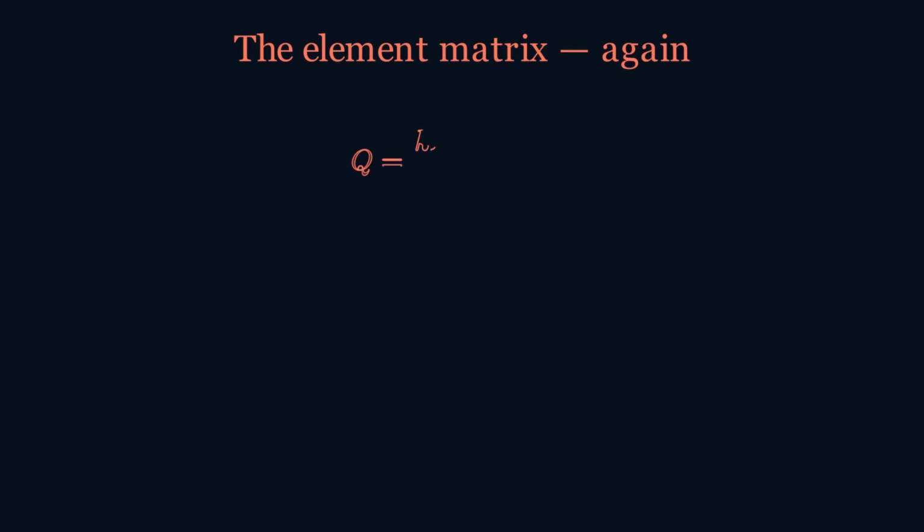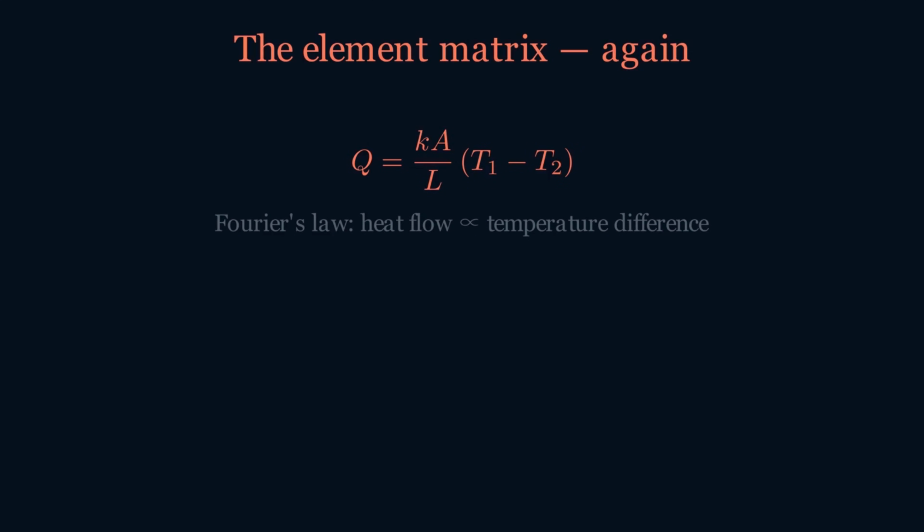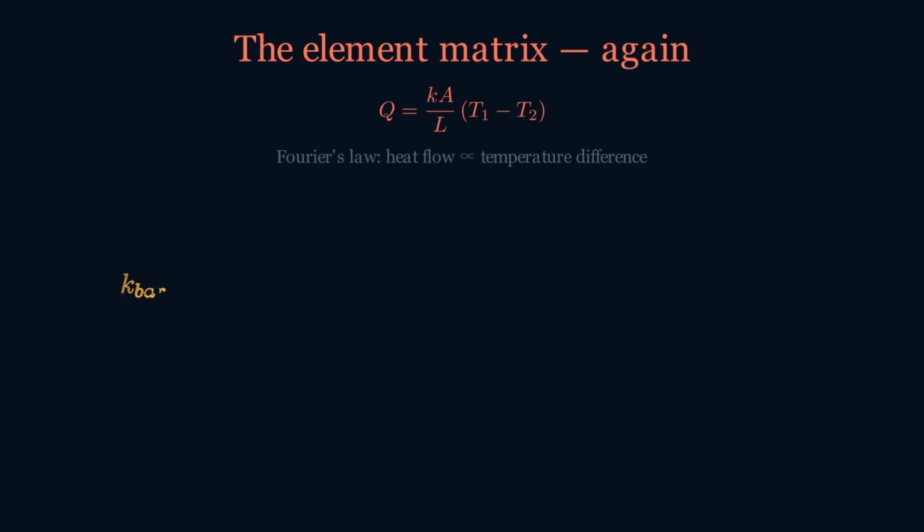Heat conduction has its own simple law, Fourier's law. The heat flowing through the rod is proportional to the temperature difference across it, exactly like the spring force was proportional to the displacement difference. Run the same derivation, and the conductivity matrix comes out with the identical pattern.